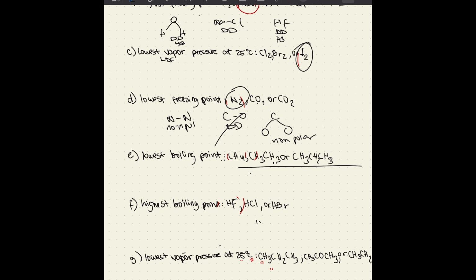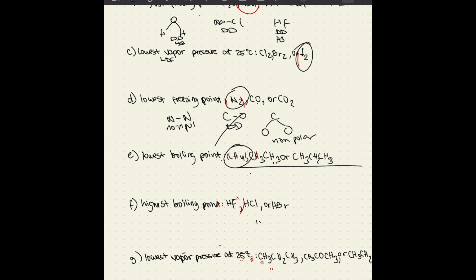Okay, so I feel like it's pretty straightforward. CH4 definitely has a smaller molecular weight than CH3CH2, which has a bigger molecular weight. So CH4 has the smallest molecular weight present, so it's going to have the lowest boiling point. Then the highest boiling point is going to be the one with the most intermolecular forces.